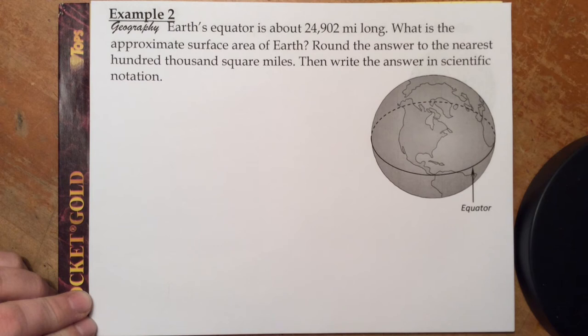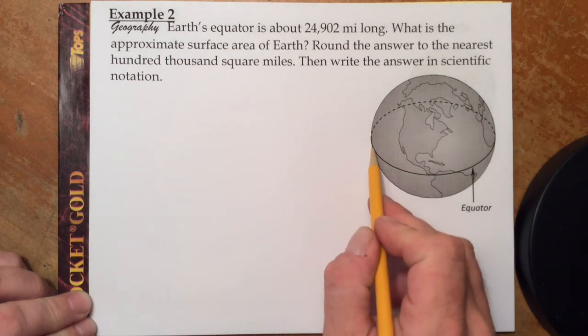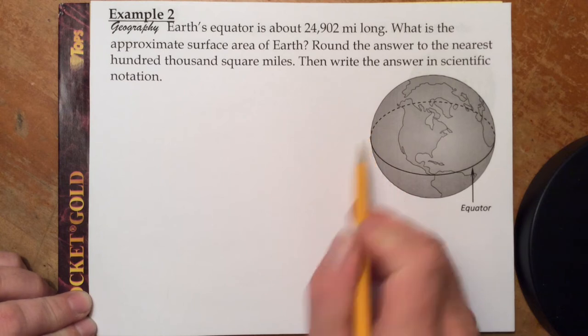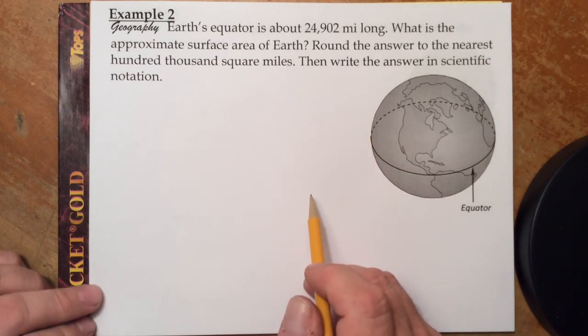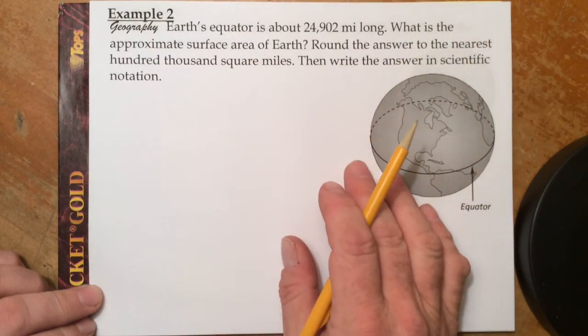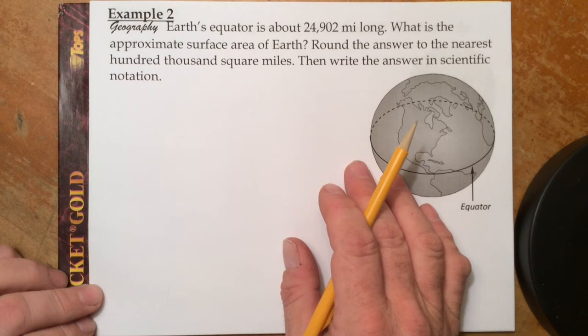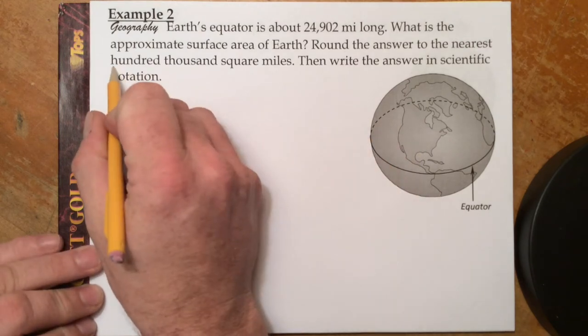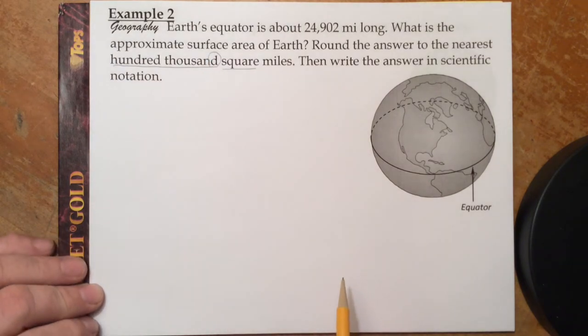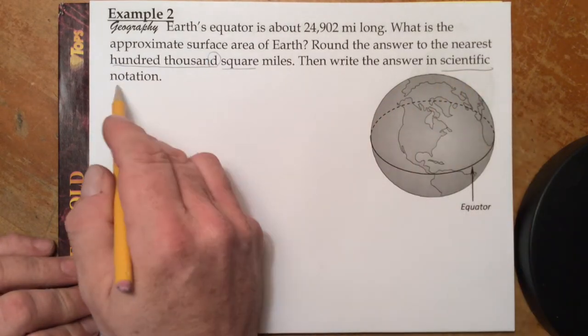Example 2, geography. Earth's equator is about 24,902 miles long. The equator, all the way around the Earth. What is the approximate surface area of the Earth? So we're looking for surface area again, this time of the actual Earth, which is a sphere. Round the answer to the nearest 100,000 square miles. Then write the answer in scientific notation.